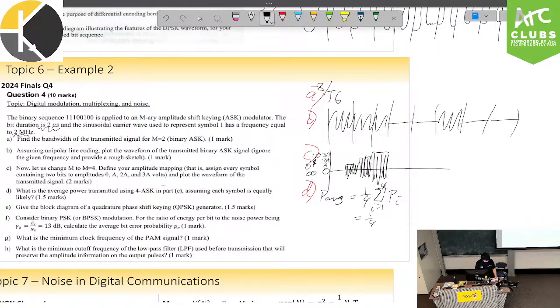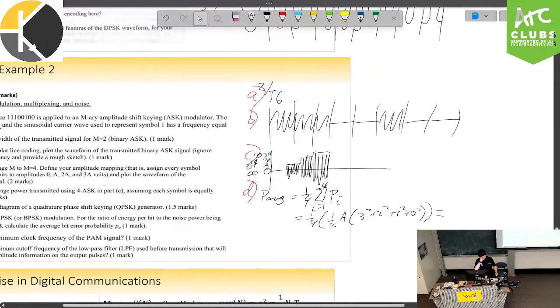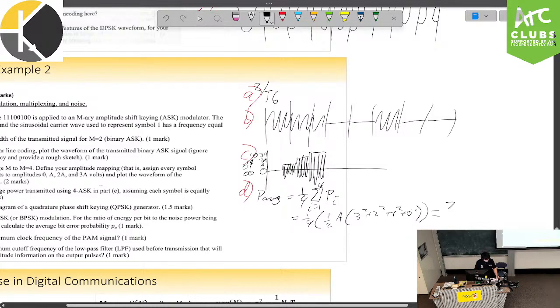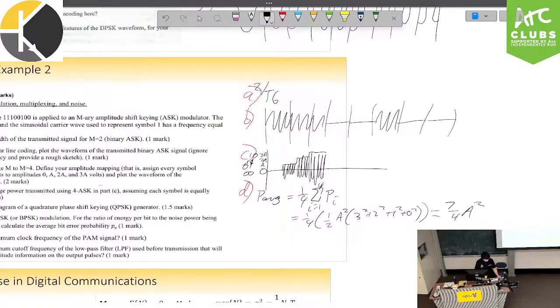which is going to be 1 on 4 outside of 1 on 2 times A times 3 squared plus 2 squared plus 1 squared plus 0 squared. Bam, bam, is going to give us like 7 on 4 times A squared. Should be an A squared there. All right, good stuff. That's how we'll determine the average power of this system.